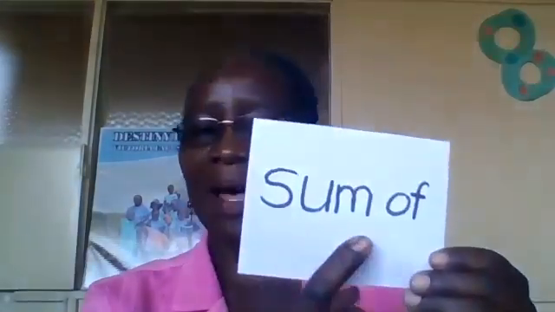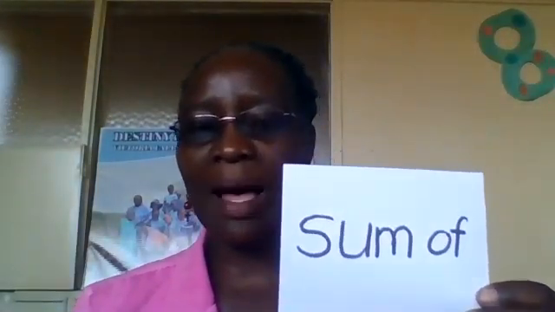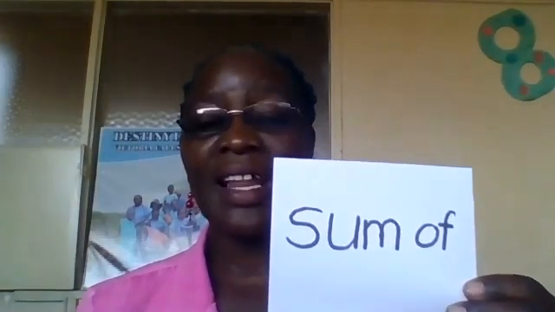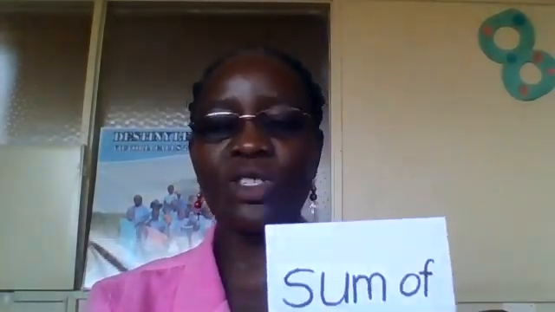Also, when we are adding, we can use the words sum of. What is the sum of 1 and 2? It means you are still adding, you're still putting together. So when you see the words sum of, it means you're still adding, the same as all together.